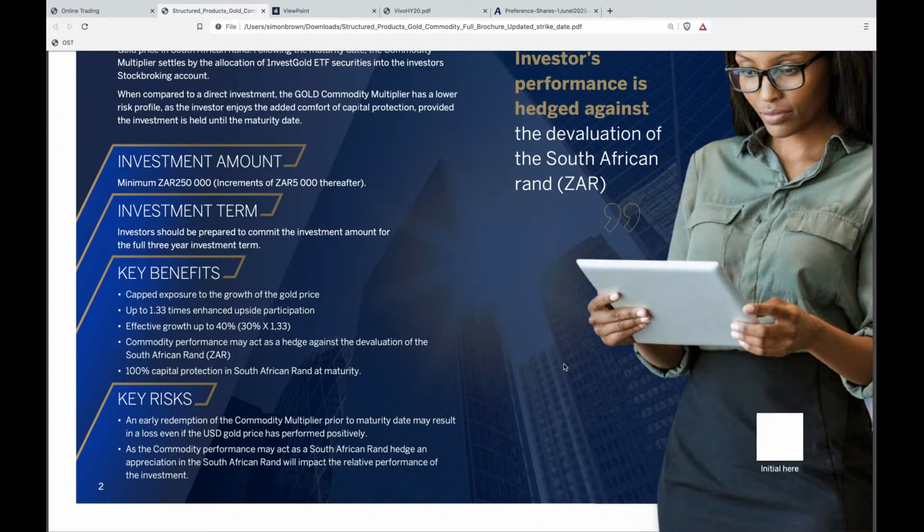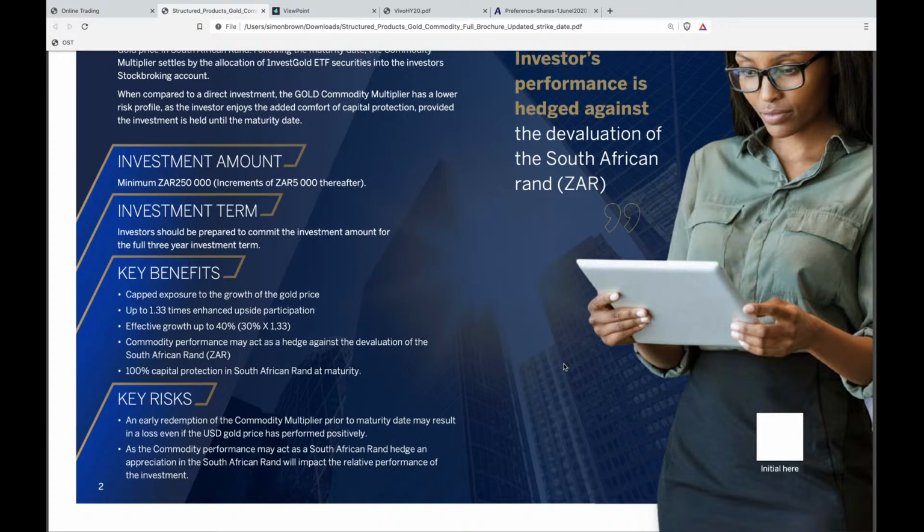If gold is up more than 30% in the period, you will get 40%. In other words, you get 40%. And just from a background, what Standard Bank has done in the background is they've sold some calls, bought some calls, sold some calls, and bought some puts to structure the option around it. So you get a little bit of gearing on the gold price, you get it capped, and it gives you 100% capital protection at maturity.